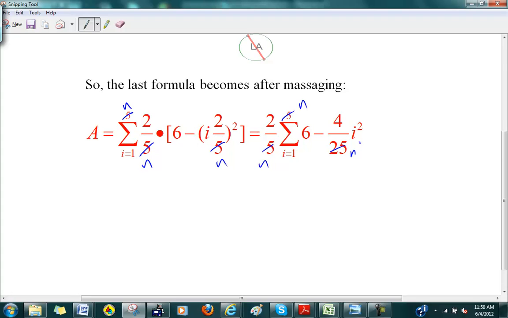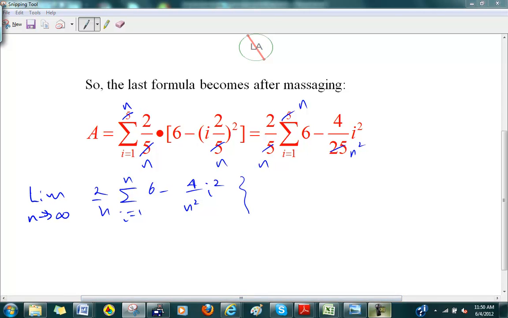n squared. Okay? So now what I want is the limit as n goes to infinity of this stuff here. So that's 2 over n sigma i equals 1 to n of 6 minus 4 over n squared i squared. Okay? Guys got that? I want you to use the formulas on page 820 to simplify this and write this as a rational function, just like I did in number 15 a few minutes ago. Okay, so I'm going to pause here, get you guys to do this.